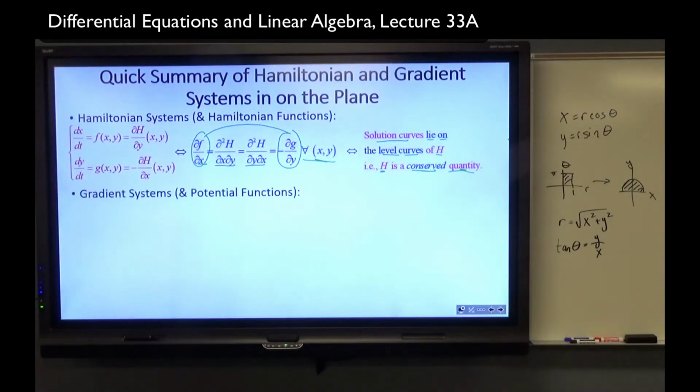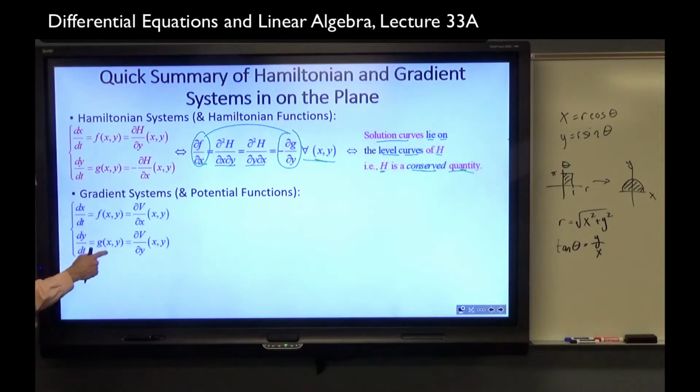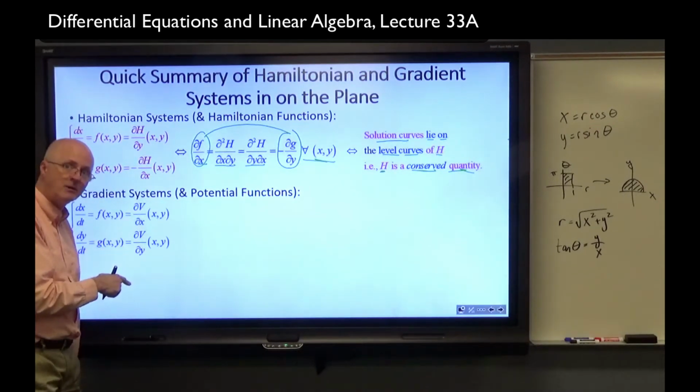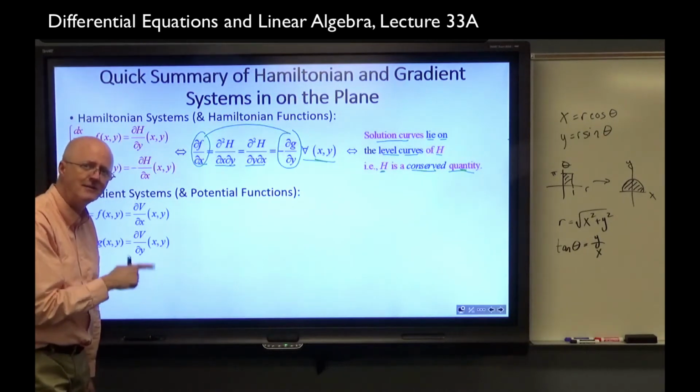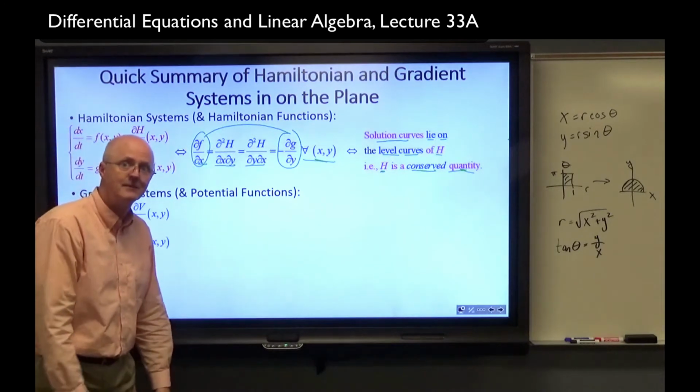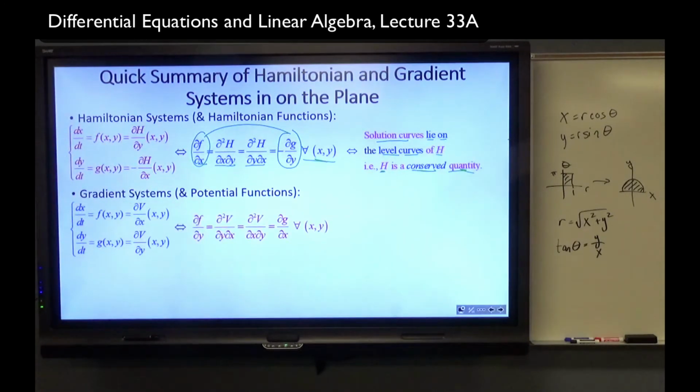Cool. What about gradient systems and the corresponding potential functions? It's a very similar setup. dx/dt is f, the partial of some function v with respect to x, and dy/dt is g, the partial of that same function v with respect to y. If you know about gradient vectors, put those two things in components of a vector, and it's the gradient vector. That can be helpful, but I'm not requiring my students to know about gradient vectors. I will briefly talk about how to interpret them visually, but they won't have to fully understand them. This is equivalent on the plane, again a simply connected domain, to this condition.